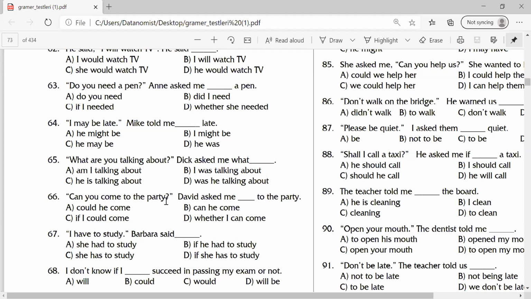Can you come to the party? David asked me if I could come to the party. Why not D? Whether I can. That is the reason.